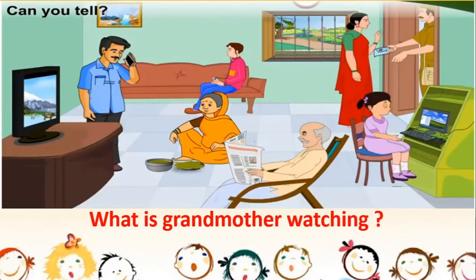So what is grandmother watching? See, grandmother is sitting on the floor and cleaning some vegetables. At the same time she's watching something interesting and she's getting some information from there. What is she watching? She's watching the television. When you watch the television also, you get a lot of news, you get a lot of information, isn't it? So all these are means of communication.